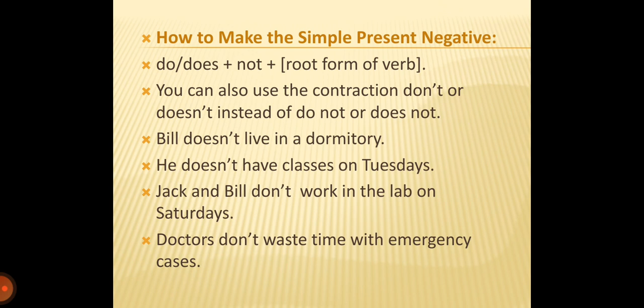So if the verb contains a third singular s, it is removed in the negative form because the s moves with the do. It becomes does. You can also use the contraction don't or doesn't instead of do not or does not. So we have sentences like: Bill doesn't live in a dormitory, he doesn't have classes on Tuesdays, Jack and Bill don't work in the lab on Saturdays, doctors don't waste time with emergency cases.